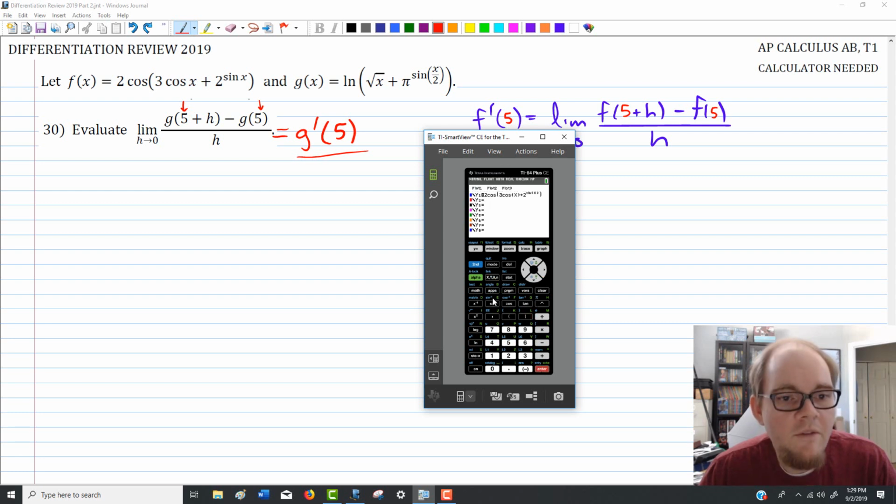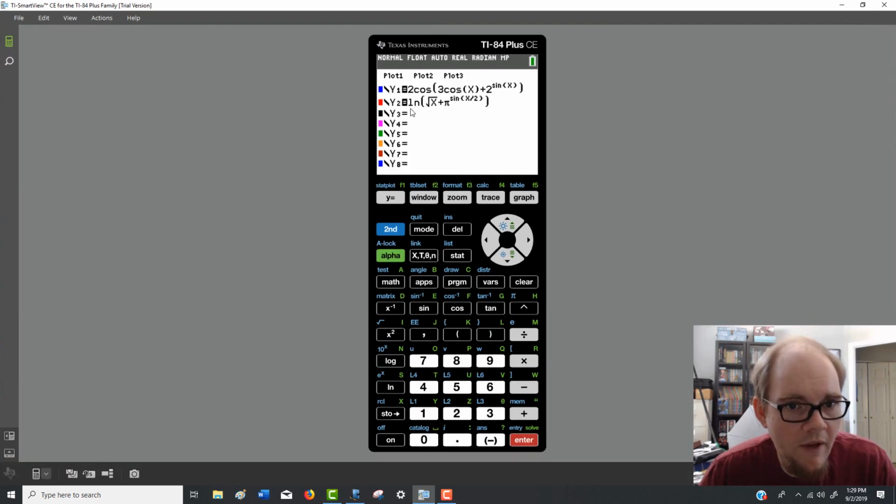Okay, so there is f as y1, just easier. We usually think of f as the first function. And the other one is the natural log of the square root of x plus pi to the sine of x over 2. And there is our second. Okay, so I think we've got both. That's y2. We're looking for g prime of 5.